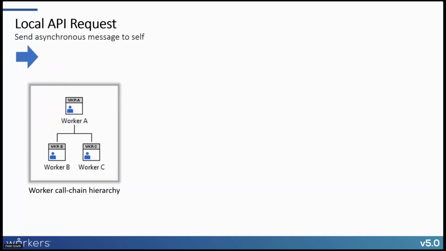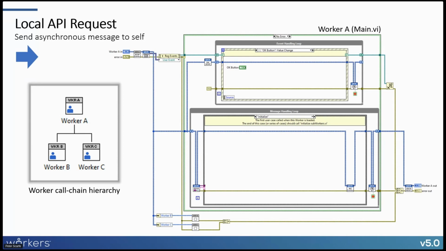So to understand how we use the different API VIs, I'm going to use an example project of a simple workers application that you see here. Its worker call chain looks like this. The head worker is worker A, and it has 2 statically linked sub-workers, worker B and worker C. So if we take a look at the main VI of worker A, we can see here that we have worker A's queued message handler. And below it, we have the main VIs, so the queued message handlers of the 2 statically linked sub-workers.